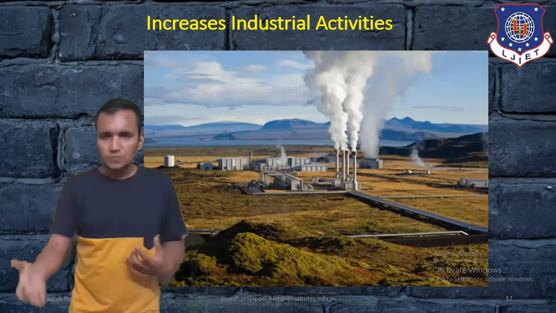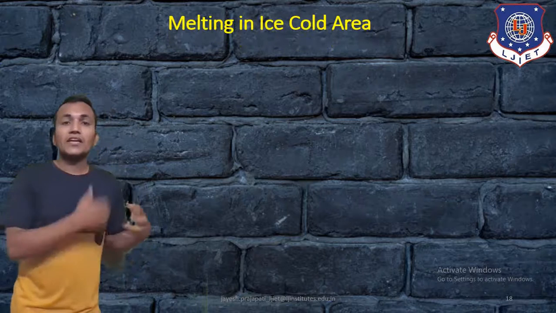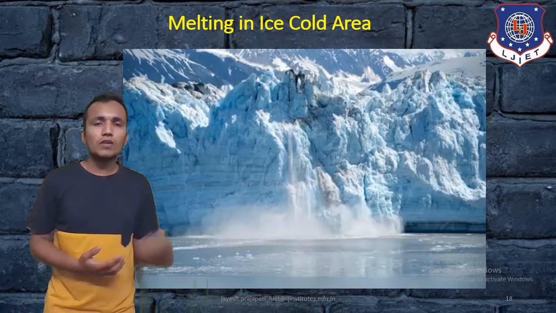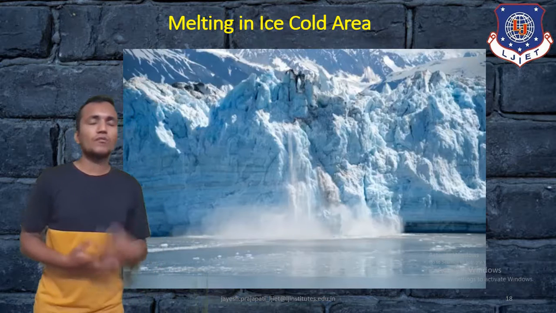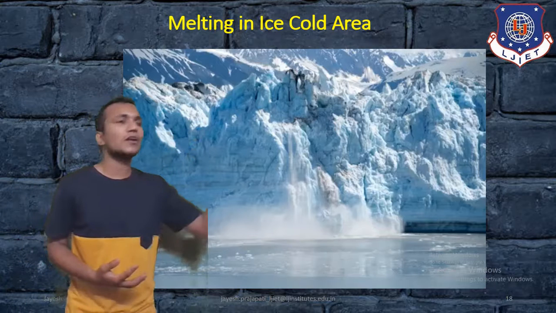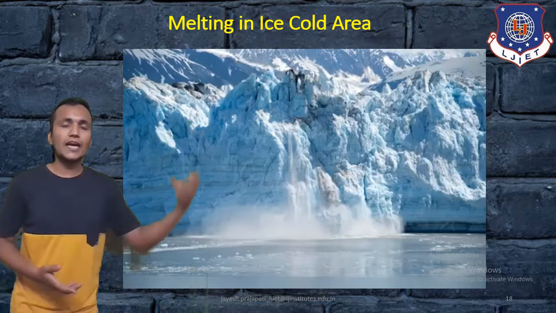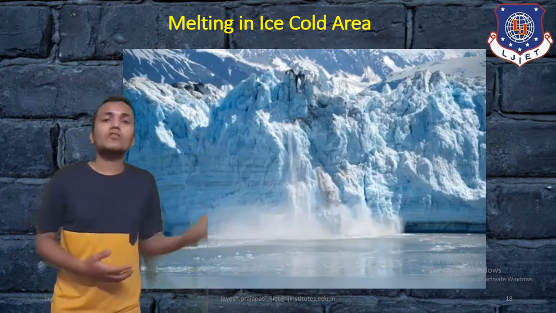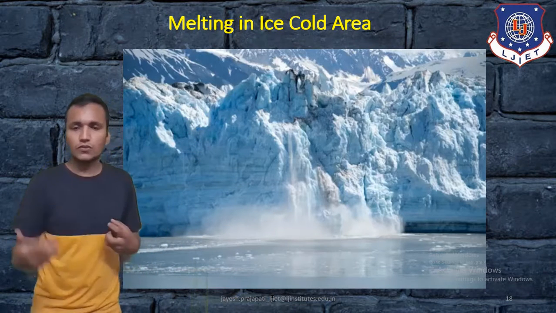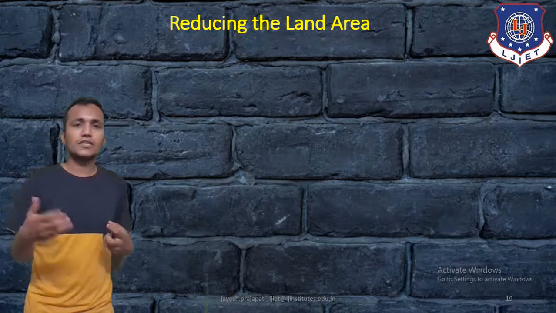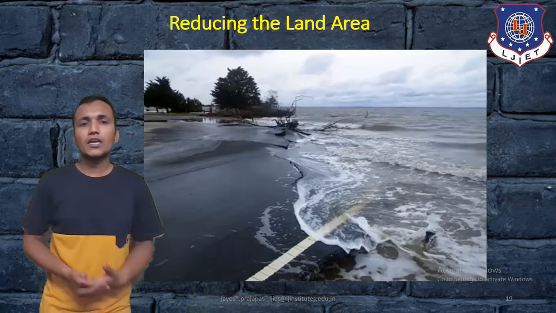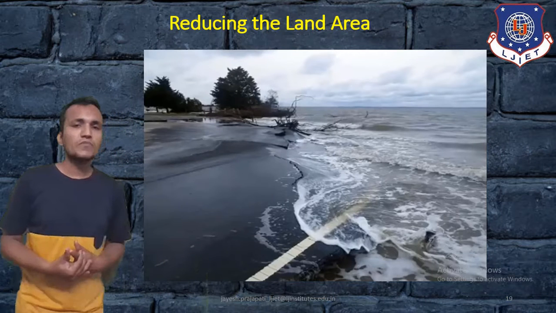So next, melting of the ice cold areas. What are the effects of the greenhouse effect or global warming? One of the effects of global warming is that in the ice cold areas, some countries having a lot of ice area will see it melt. So due to the melting of this ice, our land area will be reduced. Next, you can see the reduction of our land area, because the sea level will increase, that's why our land area is reduced.